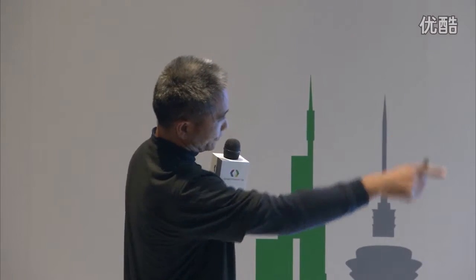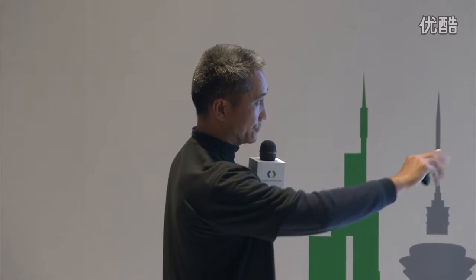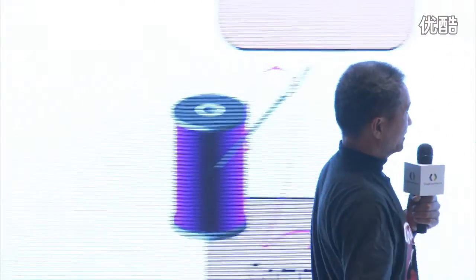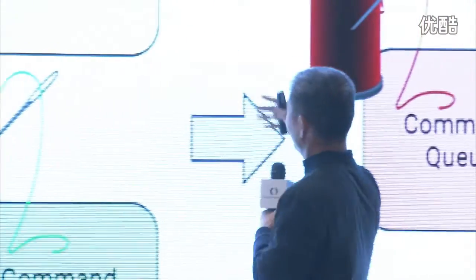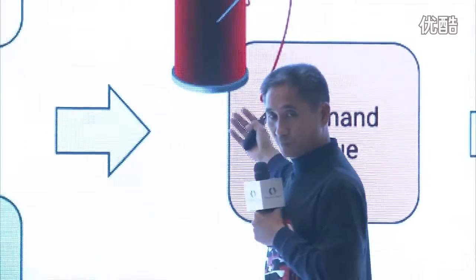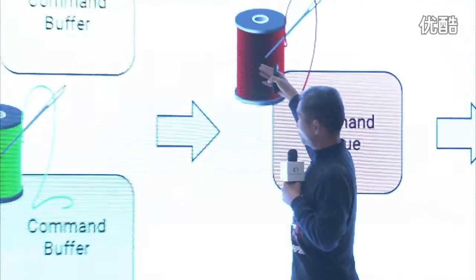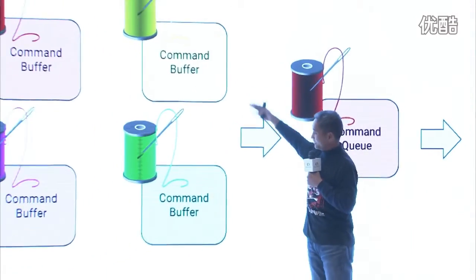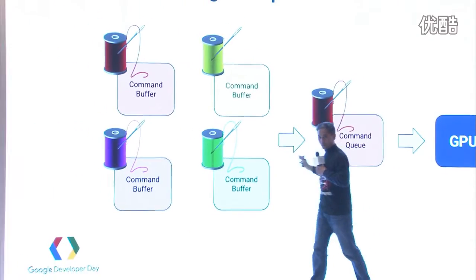Yeah, this leads to the next foil. That's an example over here. In this example, there are 4 threads building different command buffers, then you submit to the same command queue. When you submit, it's your responsibility to provide synchronization, so these 4 do not corrupt your queue.